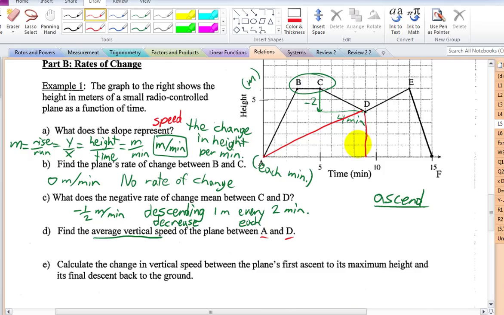Okay, so you're going up 1, 2, 3, 4 meters. That's happening over 9 minutes. So that means the speed is 4 over 9 meters per minute. Okay, 4 over 9 meters per minute.